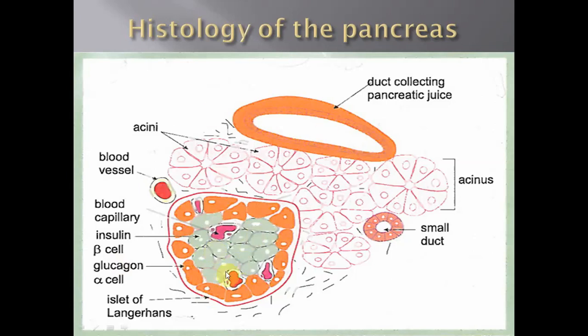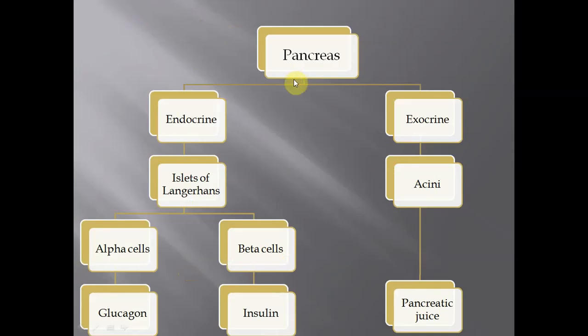So in short, the pancreas is a mixed gland. A mixed gland means that it has an exocrine role and an endocrine role. The exocrine role is through the secretion of the digestive juices into the pancreatic duct, and the endocrine role is by secreting hormones directly into the blood. This is accomplished by the acini as well as the islets of Langerhans. So the pancreas is a mixed gland, endocrine, exocrine.